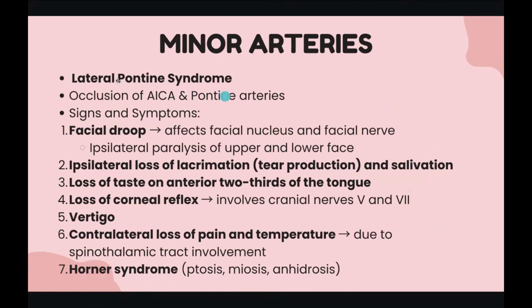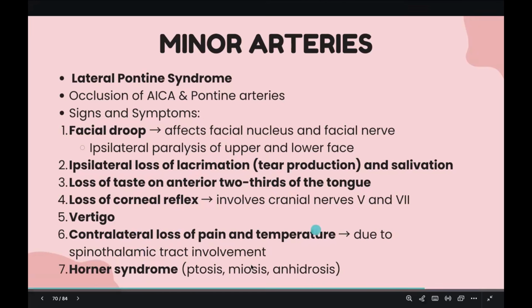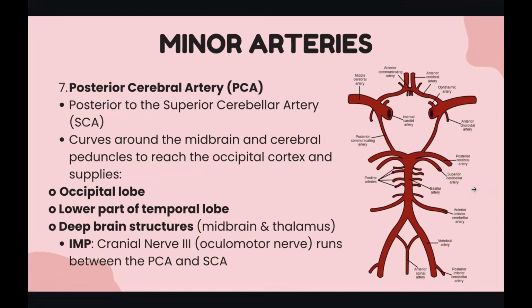Any occlusion that happens to these arteries causes what? Lateral pontine syndrome. Its signs and symptoms are facial droop, affecting the facial nucleus and facial nerve, causing ipsilateral paralysis of the upper and lower face, ipsilateral loss of lacrimation, tear production, and salivation, loss of taste on the anterior two-thirds of the tongue, loss of corneal reflex, and vertigo, contralateral loss of pain and temperature, and Horner syndrome, which is ptosis, miosis, and anhidrosis. This is majorly pure memorization. That's why I'm skimming through quickly.